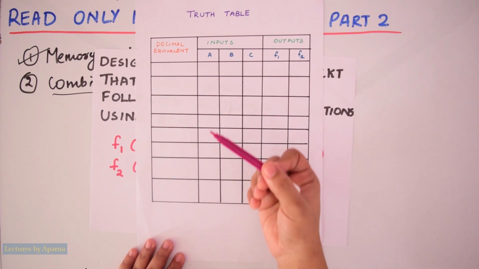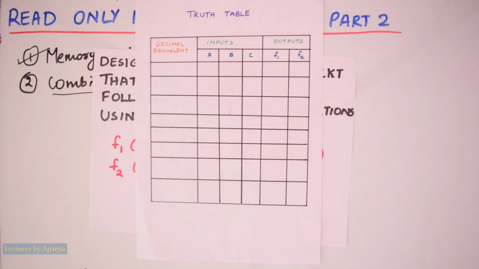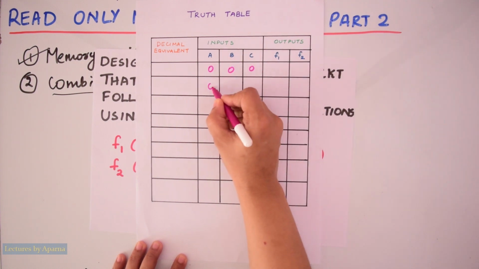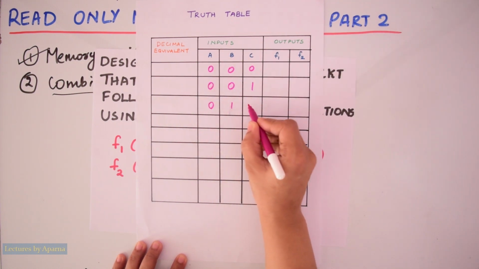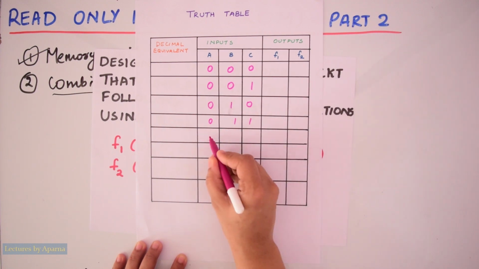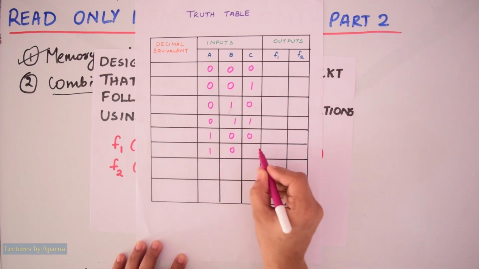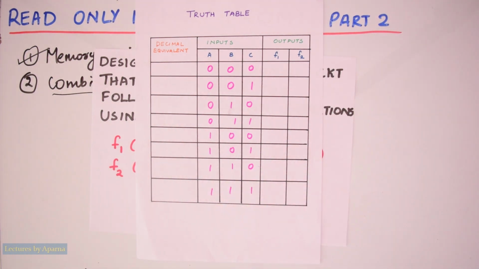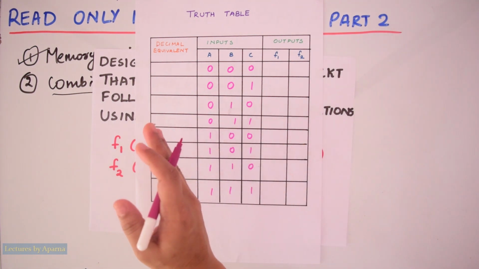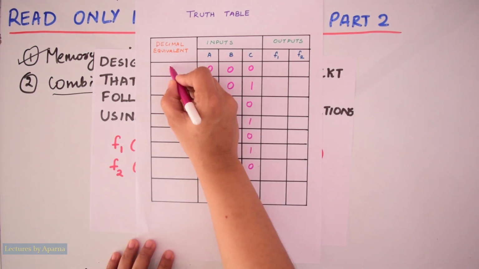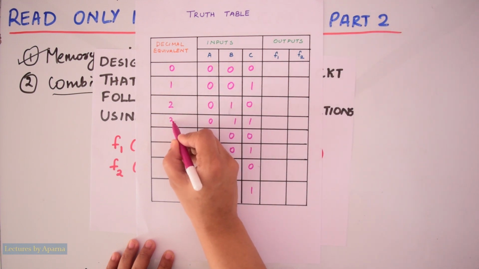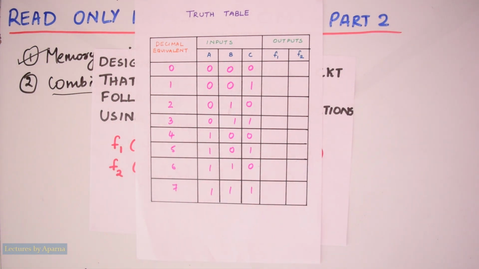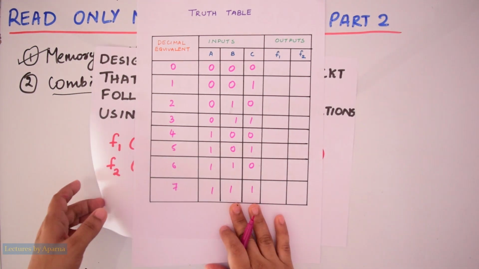So first we will write all the binary number combinations on the input side. So it will be 000, 001, 010, 011, 100, 101, 110 and 111. Now write the decimal equivalent of these binary numbers. It will be 0, 1, 2, 3, 4, 5, 6 and 7.